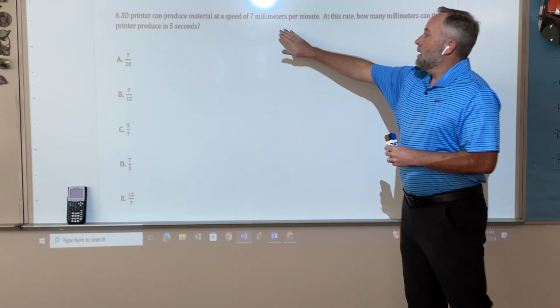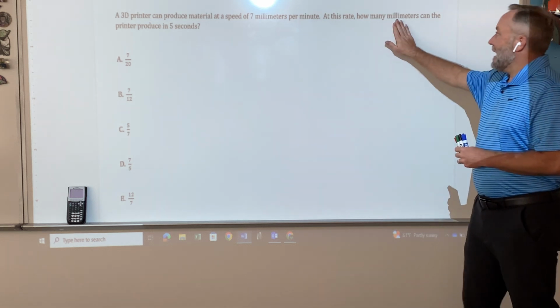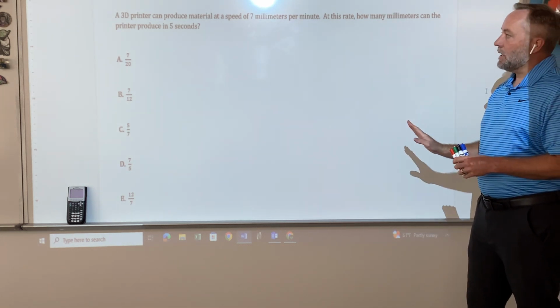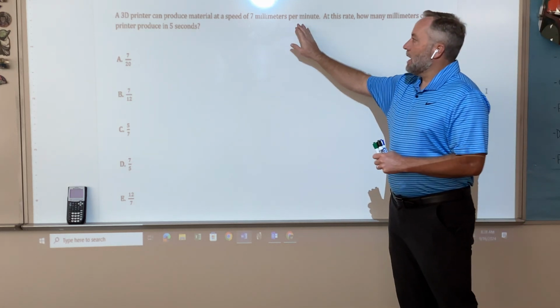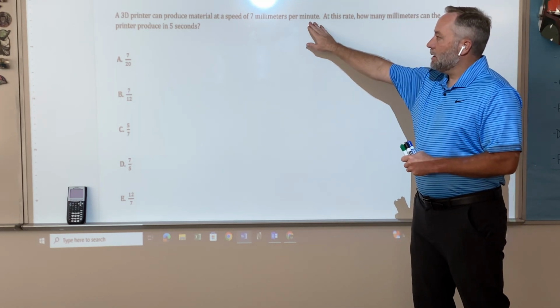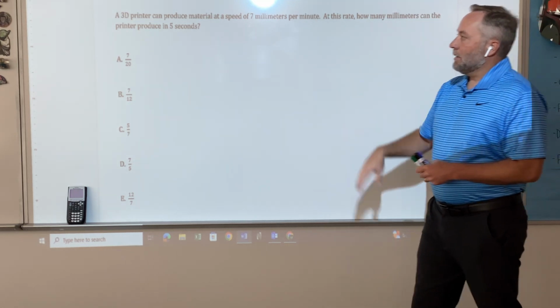So first of all, it tells us it's in millimeters and asks for it in millimeters, so we don't have to change anything there. The only thing that changes is the time. So 7 millimeters per minute, how much can it produce in 5 seconds?